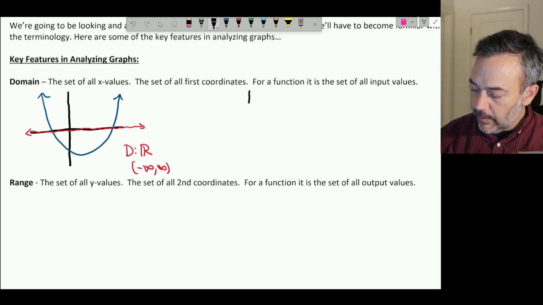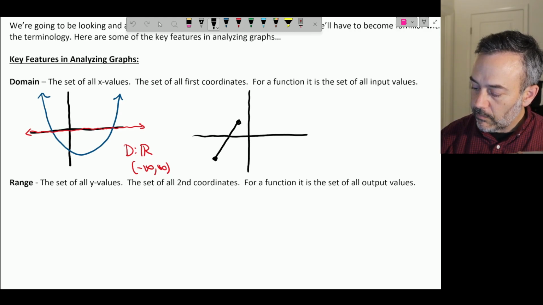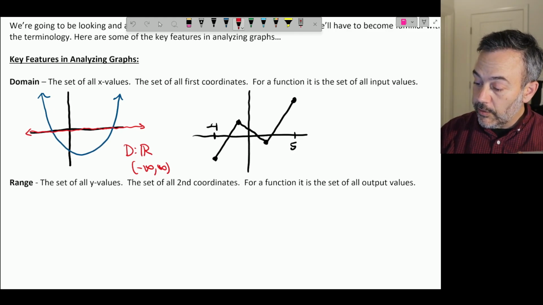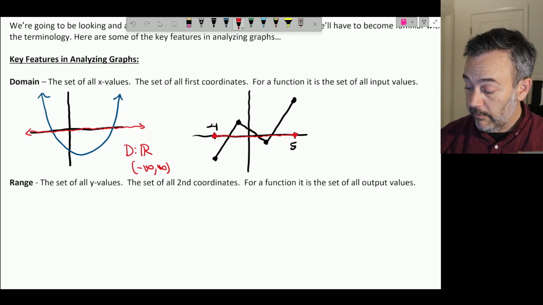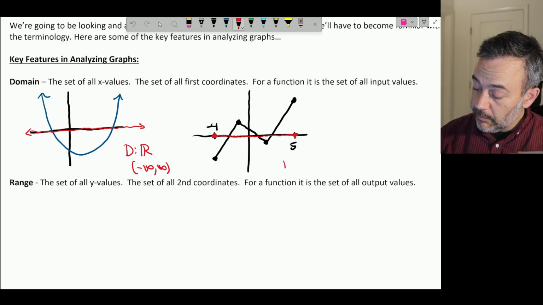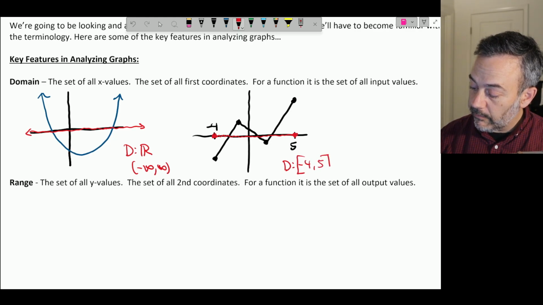Another quick example is, what if I had a function that was in pieces and linear? Something like this. Then the domain would start at the furthest left point. Let's say this was -4, and let's say this was 5. Then the domain is the set of all x values you can plug in. So it's the set of all x coordinates on the graph and the set of all input values to the function. This domain would be everything from -4 inclusive up to 5.